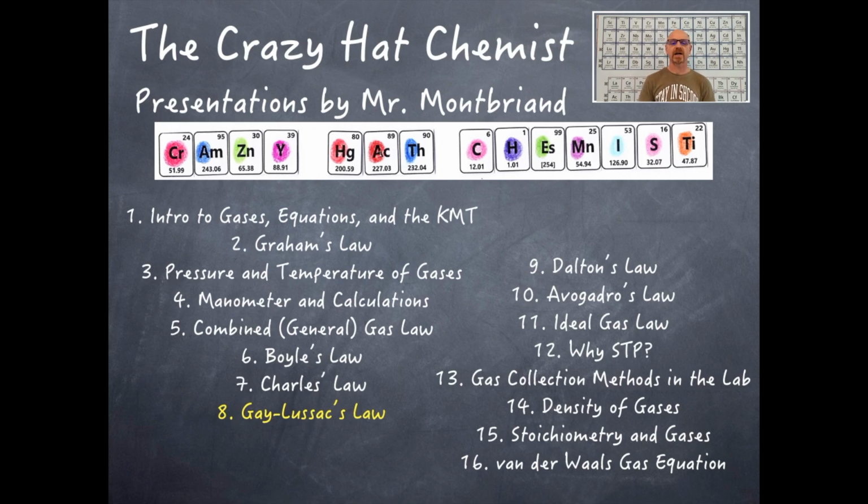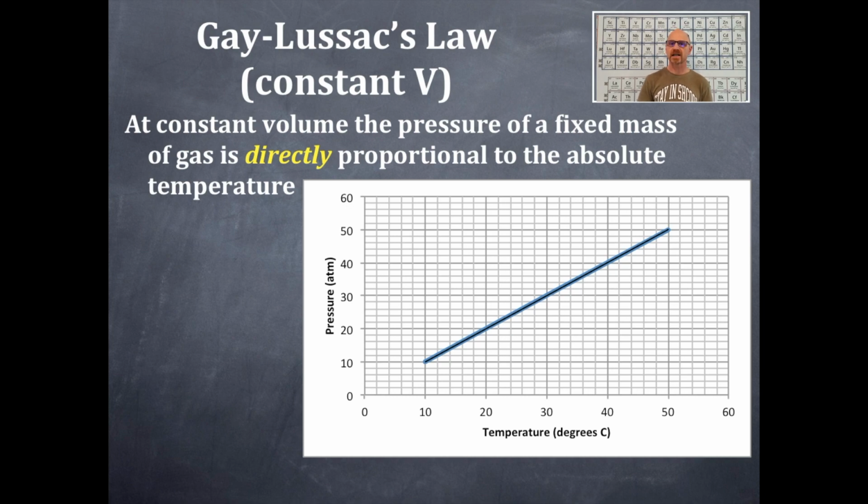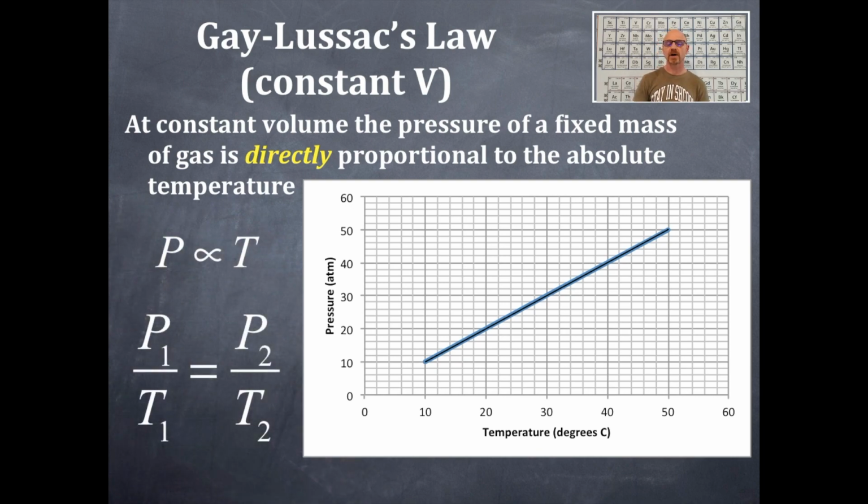Today we're going to be talking about Gay-Lussac's law. Gay-Lussac's law deals with gases at a constant volume. So the pressure of a fixed mass of gas is directly proportional to the absolute temperature, and you can see that on that graph right there. Pressure is proportional to temperature. We're going to get this equation right here: P1 over T1 is equal to P2 over T2.